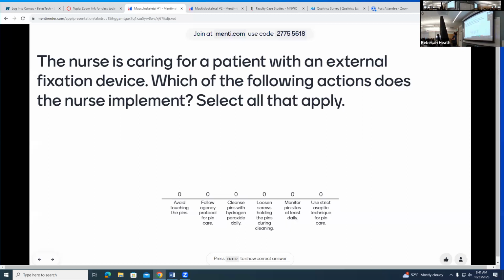We want to say, yes, what are the things we want to do? It's always really good to make sure we understand that, because different questions might want you to identify the incorrect things. So we are identifying the correct things. So select all that apply. What do we want to implement?